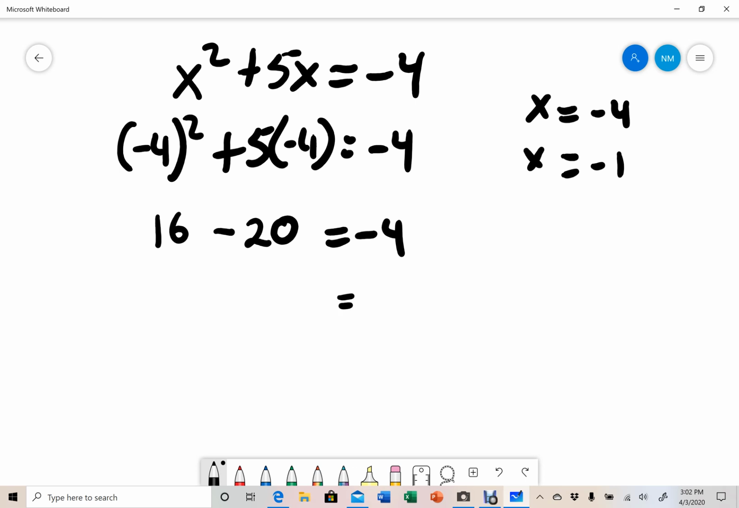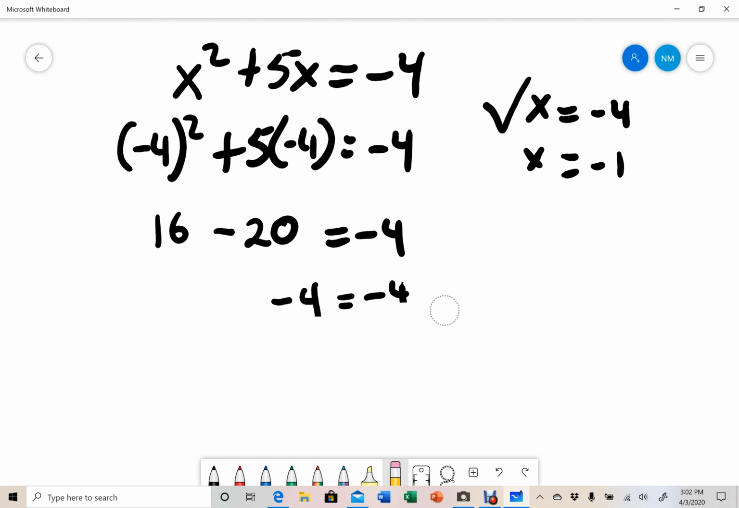So if I've got 20 negatives and I put 16 positives in, I have 4 negatives left over. So my equation equals -4, meaning this is correct. So that was for -4.